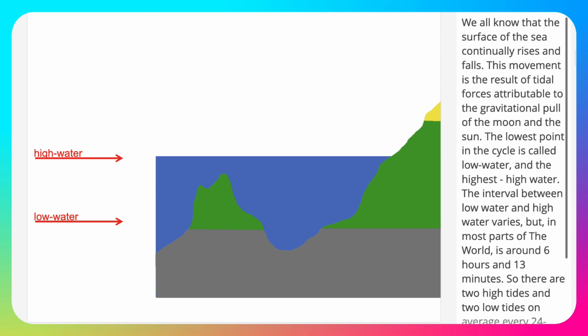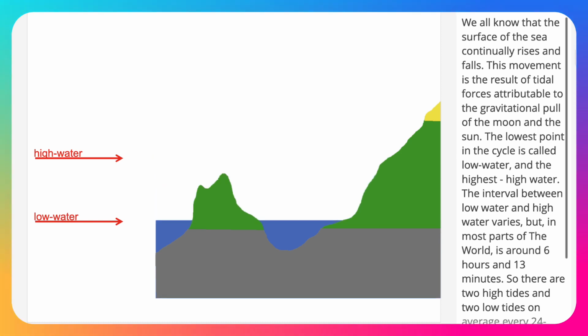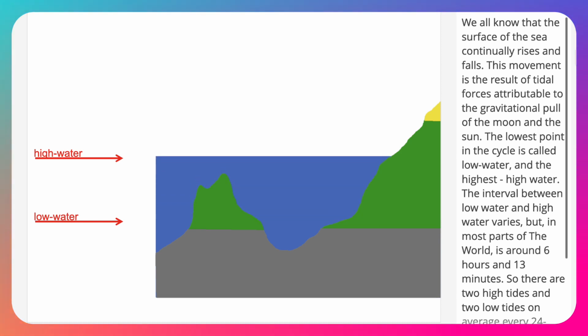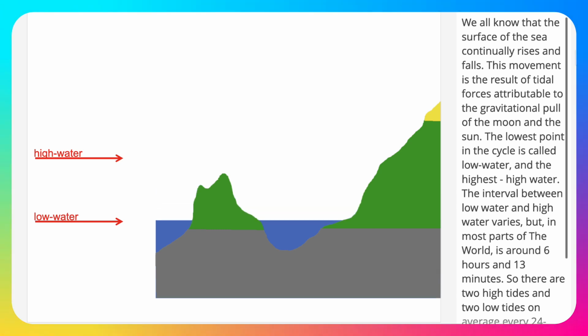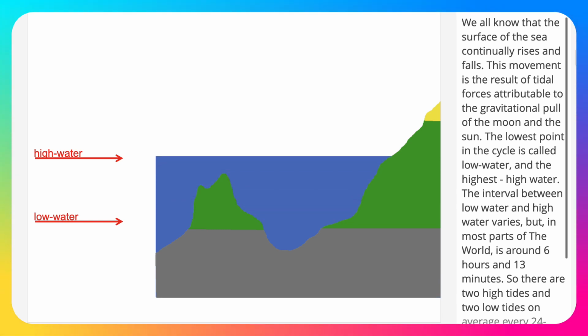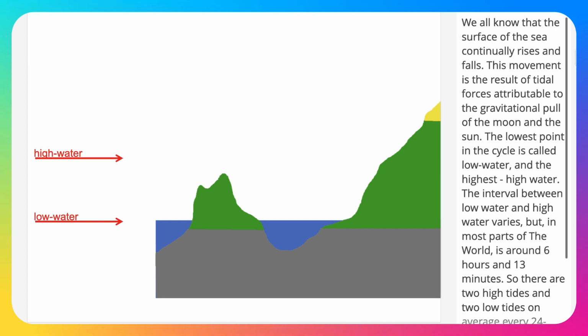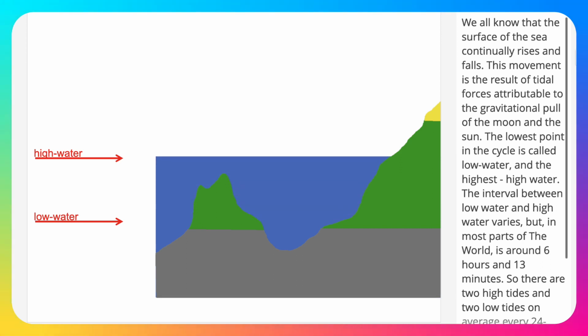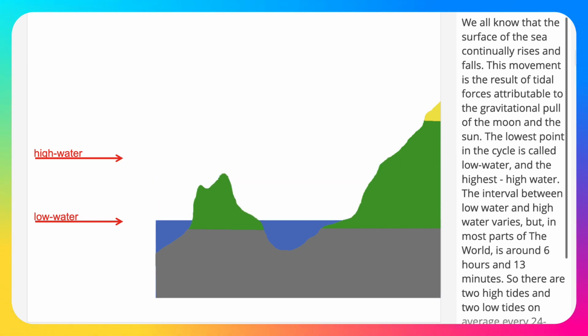We all know that the surface of the sea continually rises and falls. This movement is the result of tidal forces attributable to the gravitational pull of the moon and the sun. The lowest point in the cycle is called low water, and the highest, high water.